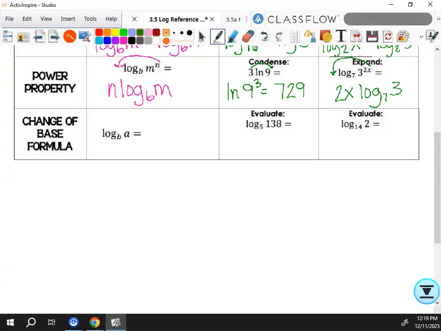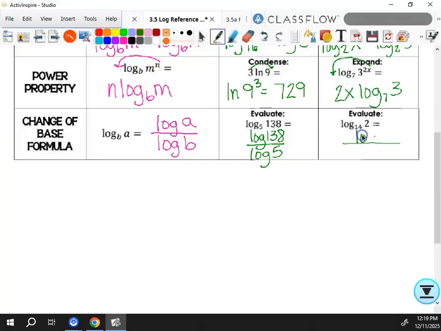All right, and then change of base, we actually talked about yesterday, but it was on this form, so I figured just everything can be together. Remember, you're going to change this into just log of A over log of B. The base goes in the bottom. So this one would be log of 138 over log of 5. And this would be log of 2 over log of 14. Okay. Any questions at all? All right, then flip it over.